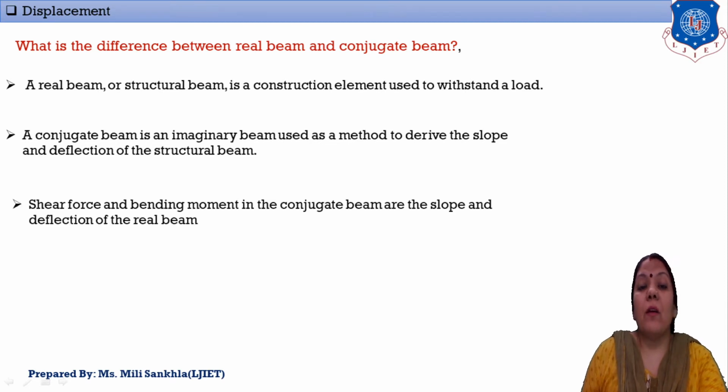And third, the shear force and bending moment of the conjugate beam are the slope and deflection of our real beam. Again, one by one: the real beam is our structural beam and it withstands the given loading and is used for construction. The conjugate beam is our imaginary beam and it is used to find out slope and deflection. The shear force and bending moment of the conjugate beam are the slope and deflection of the actual beam. This is the difference between the real beam and the conjugate beam.